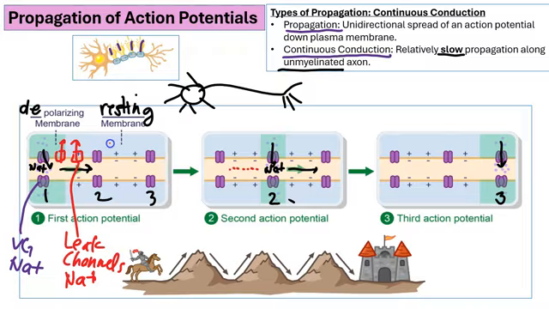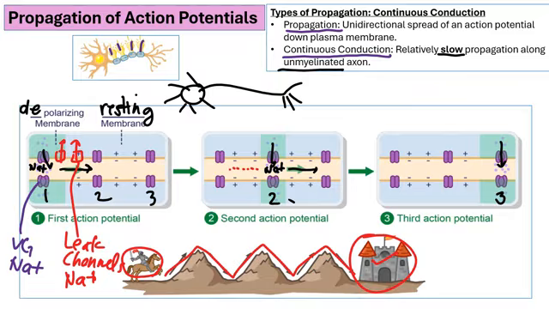Another visual for continuous conduction is that if you had a knight and he had to send a message to a castle, he would have to go up and down, up and down, up and down these mountains. And that's going to take a longer time. It's going to take a lot of energy to be able to get to the castle and send the message. So that's one little option you can have as far as a visual.